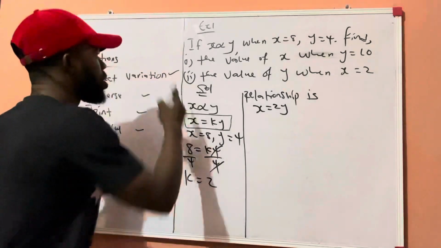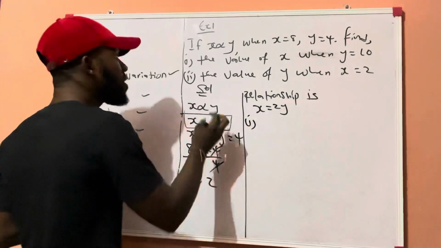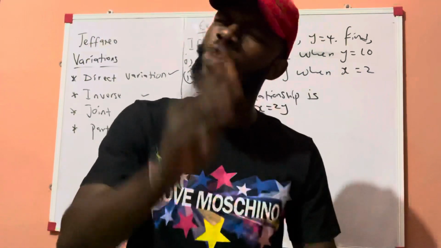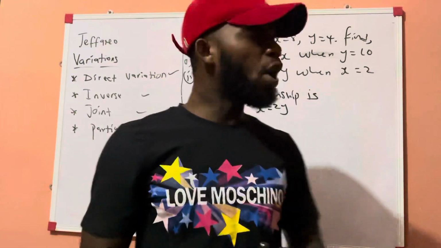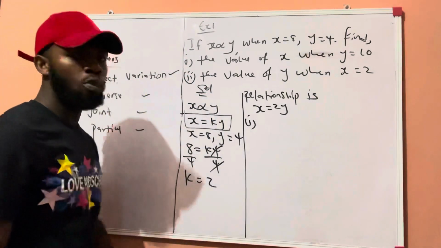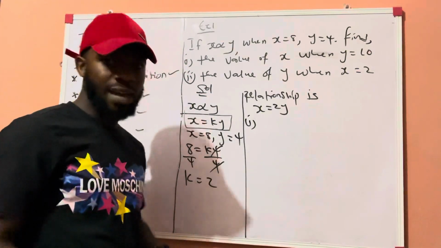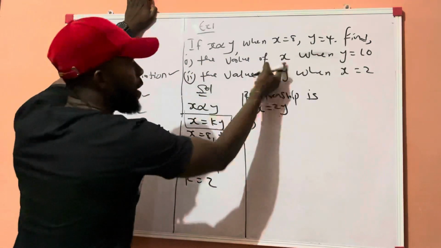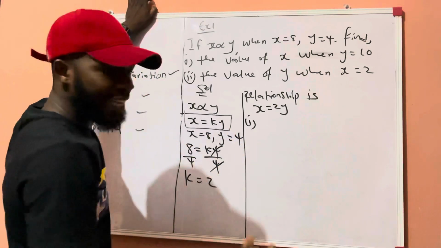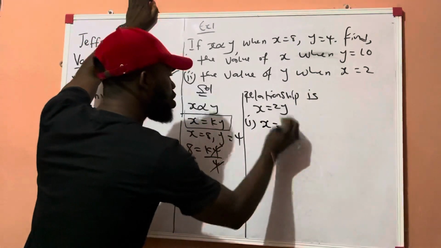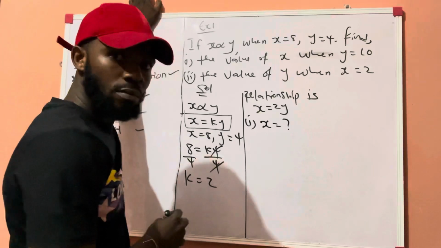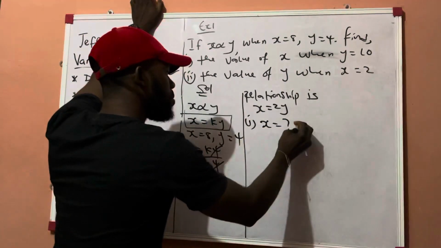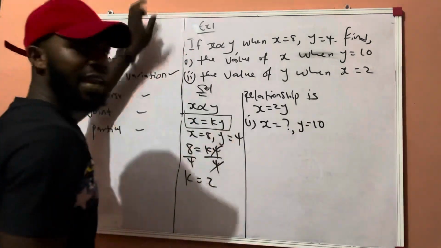Class, we have followed these 2 steps. Now that we have gotten the 2 steps, let's come to Roman figure 1. You see, in the question, they did not tell us to find the constant. They did not tell us to find the relationship, but you must do that, because when you don't, you can't get Roman figure 1 or Roman figure 2. Now, solving Roman figure 1, it said, find the value of x. When you are finding x, what does that mean? It means x is unknown. We don't know it. Now, what is y? y is 10. Now, let's go there.